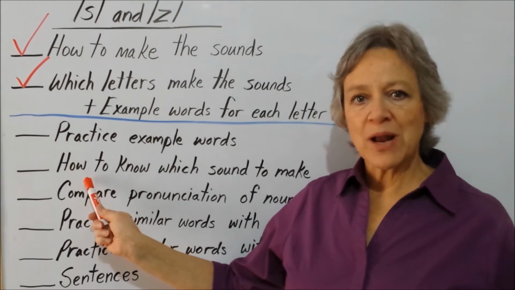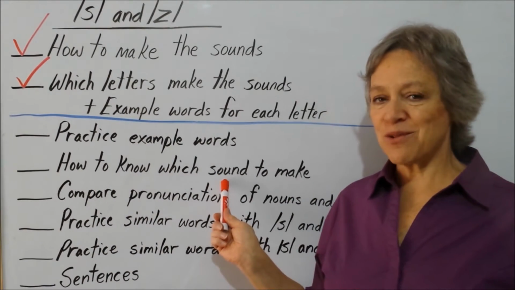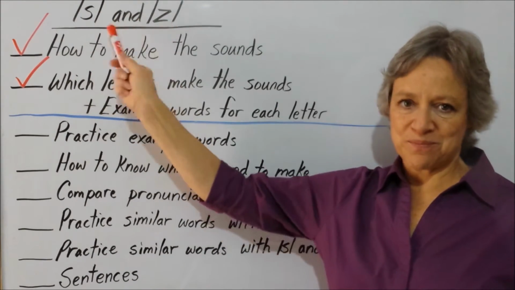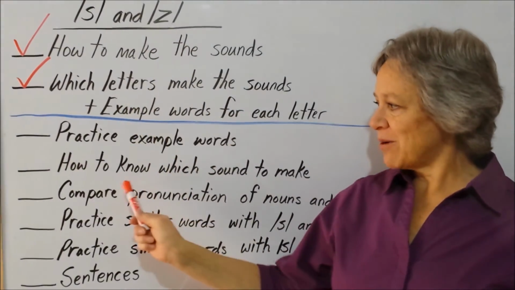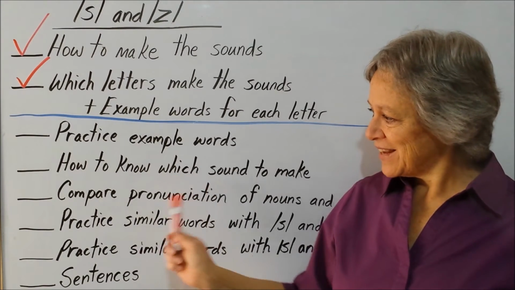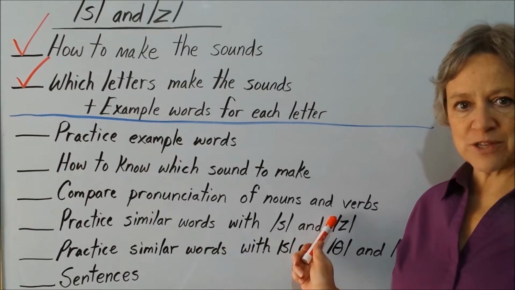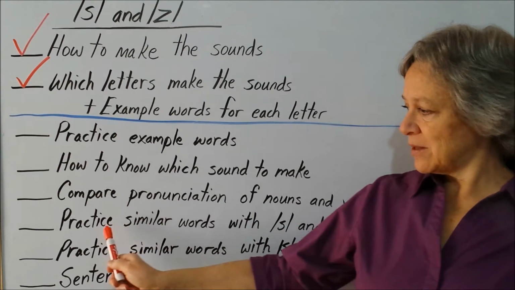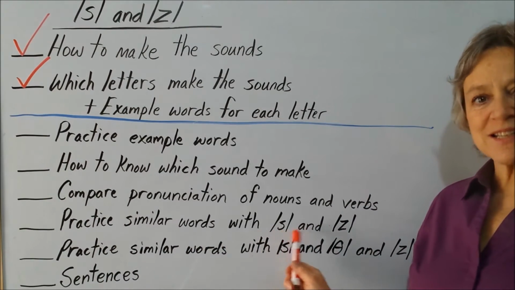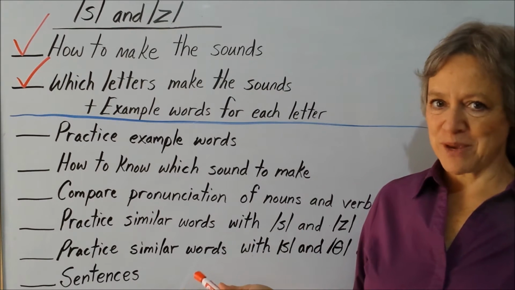I will talk about how to know which sound to make. It's not always apparent because the letters S and Z can make both of these sounds. So I will give you some tips on how to know which sound, okay? Then I will compare the pronunciation of nouns and verbs. I will practice some similar words with the S and Z sounds, and of course ask you to practice with me.